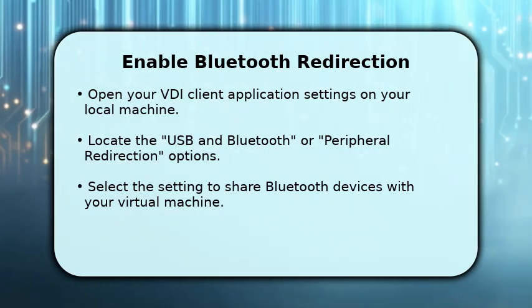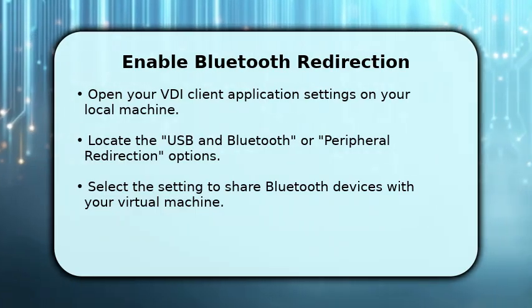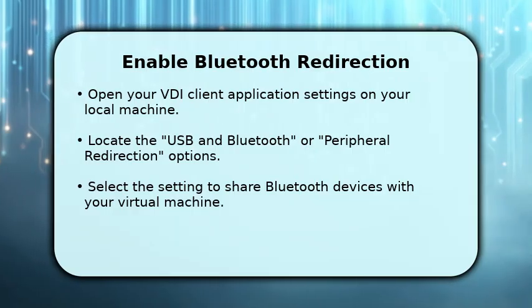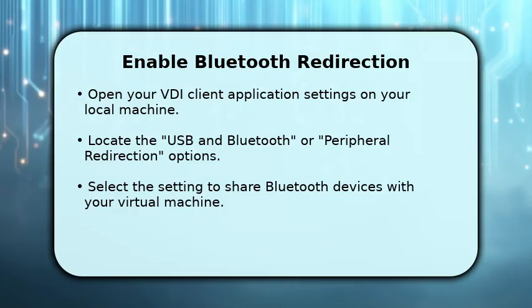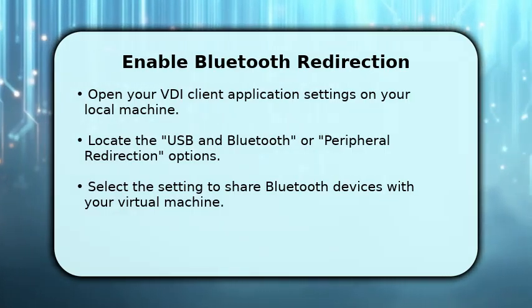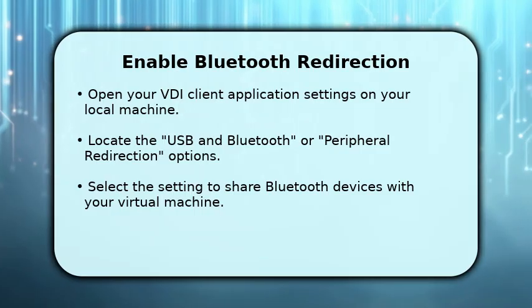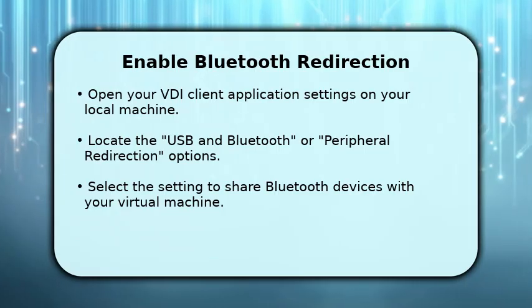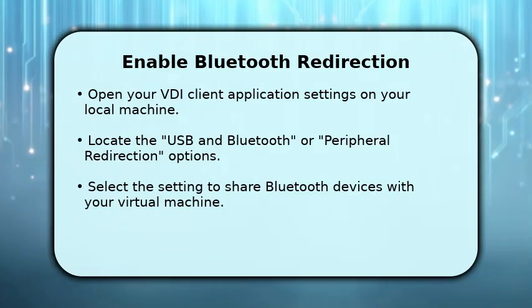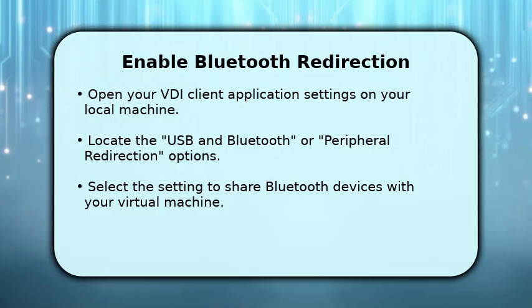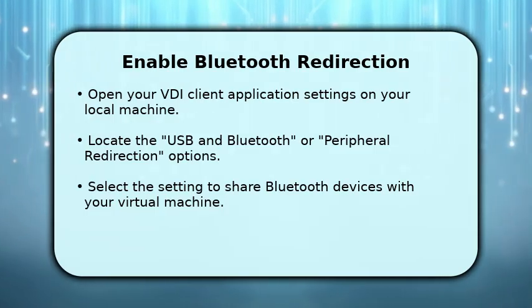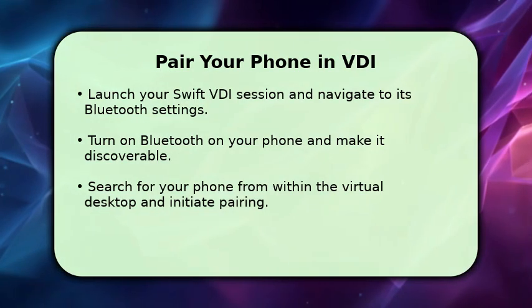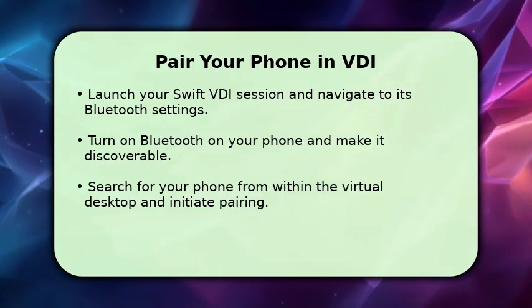Next, you need to enable Bluetooth redirection within your VDI client. Open the settings of your VDI client application on your local computer. Look for a section typically labeled USB and Bluetooth or peripheral redirection. Within these options, you will find a checkbox or toggle to share Bluetooth devices with the virtual machine. Ensure this option is selected to allow the virtual desktop to access your local Bluetooth adapter. Now, with redirection enabled, launch your Swift VDI session.